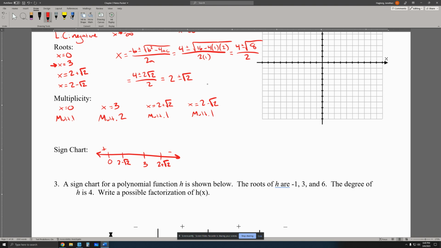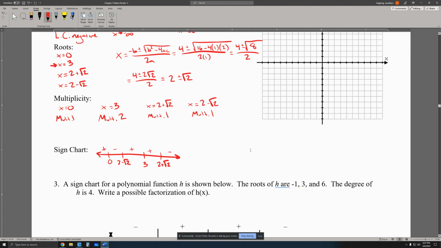About 0, we have multiplicity 1, that's odd, so it's going to flip sign. At 2 minus root 2, we have an odd multiplicity, so that's going to flip the sign as well. At 3, we have multiplicity 2, which is even, so it's going to keep the sign there. And then at 2 plus root 2, we have multiplicity odd, so it flips that sign.